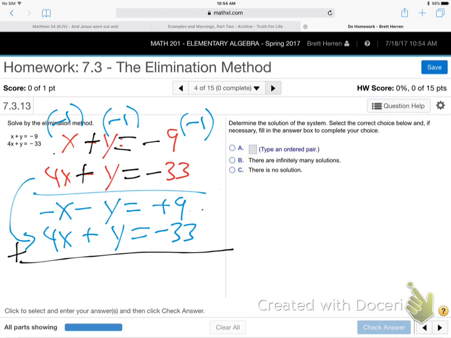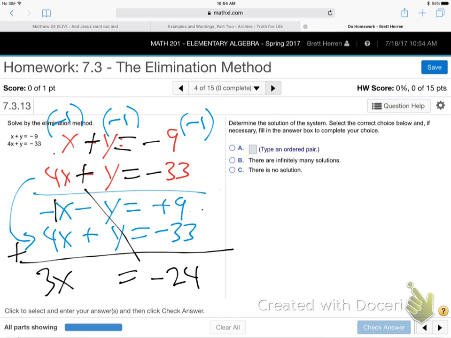So 4x minus 1x is 3x. We good? And minus y and plus y drop out, right? Over there, that's, I don't know, what is that? 24? Minus 24? We good? Everybody see how that made it eliminate? Does that make sense? That made the y's eliminate. I made the y's opposites.